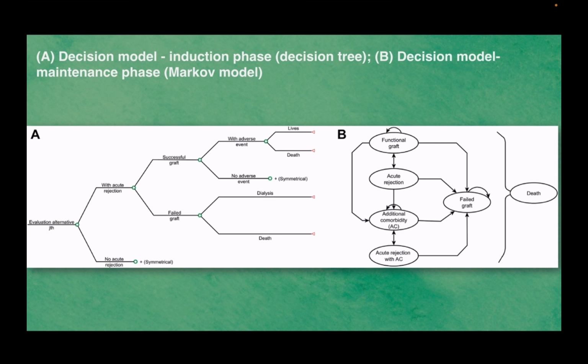As we can see in that figure, we have two decision models. A, which is the induction phase or decision tree. B, which is the maintenance phase or Markov model. As we discussed in the last slides of the presentation, we have two arms in the induction phase, one with acute rejection and one with no acute rejection, and so on, as we discussed lately.